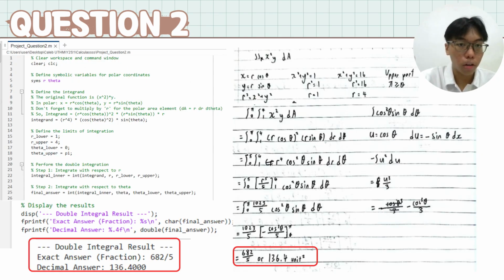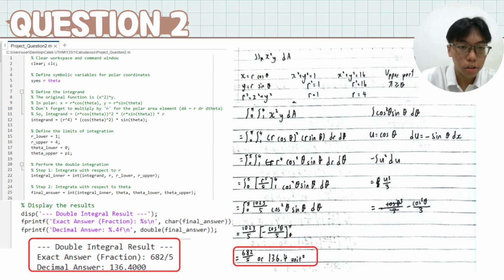Hello, my name is Caleb. I'm going to present question 2 for this report. As you can see, the left side is the MATLAB simulation and the right side is the handwritten solution. As the question asks us to change the equation into polar coordinates, we will use these 3 formulas to change the equation into polar coordinates.